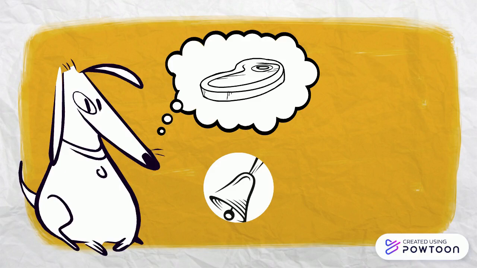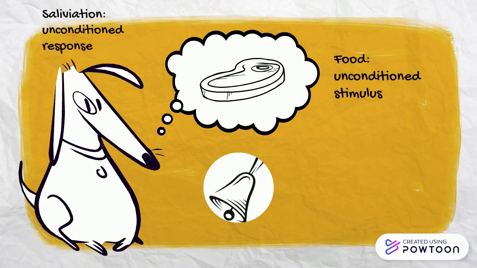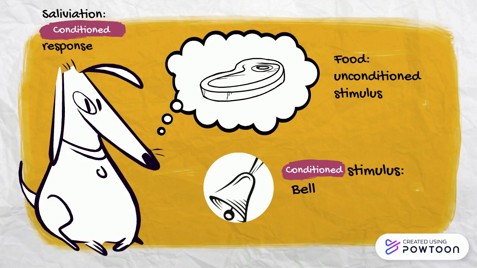The food itself makes dogs salivate naturally, which is why Pavlov called the food an unconditioned stimulus and salivation an unconditioned response. But after pairing a formerly neutral stimulus, the sound of a bell, with the food, the once neutral stimulus becomes a conditioned stimulus. Salivation, just through the sound of the bell alone, is now a conditioned response.